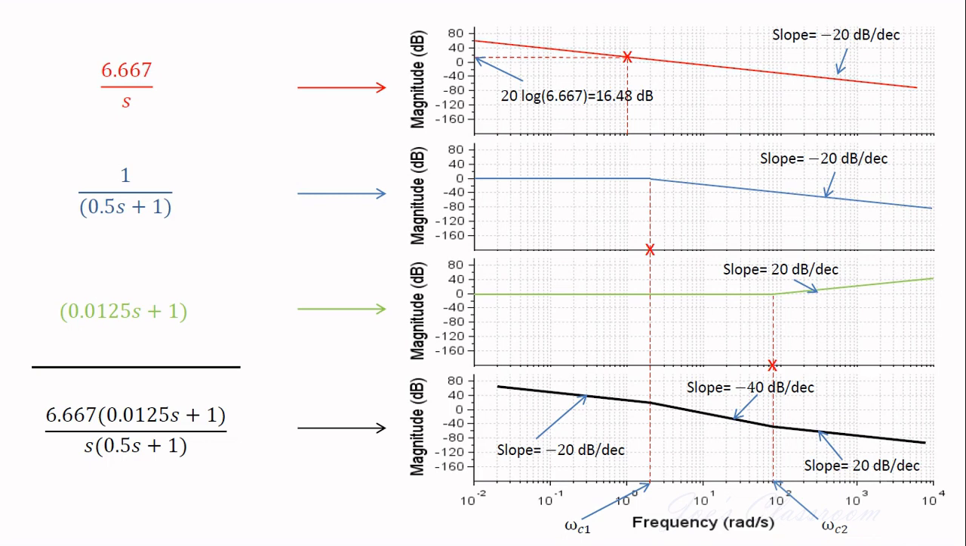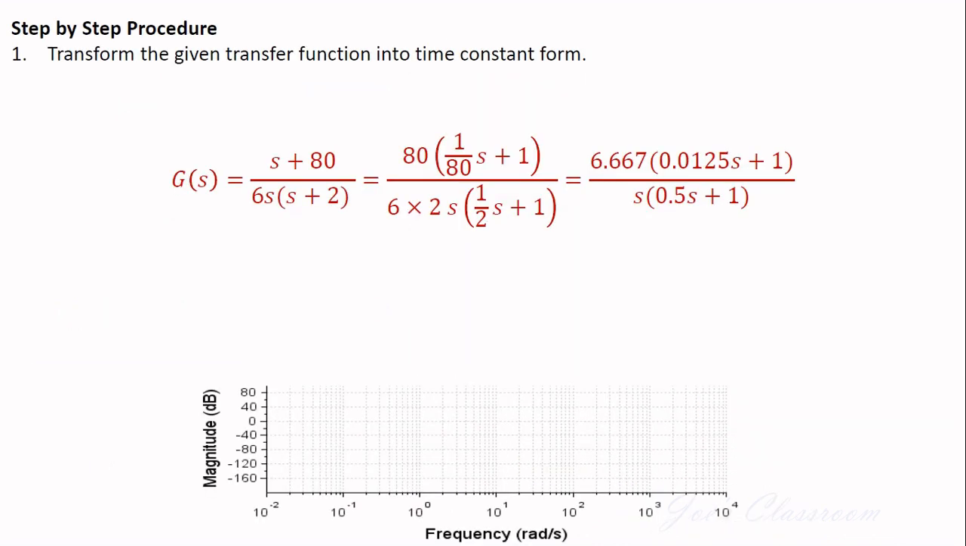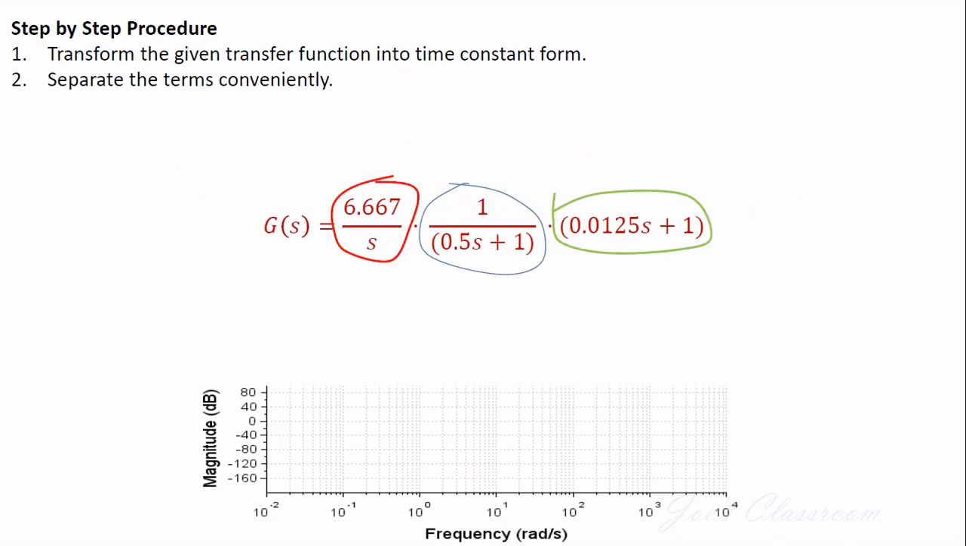So what did we do? If you go back, the first step was that we converted the given transfer function into time constant form. So transform the given transfer function into time constant form. That's the first step. The next step is to separate the terms conveniently, as it is convenient to you. This is the convenient way I did, and of course I believe this should be the convenient form for everyone.